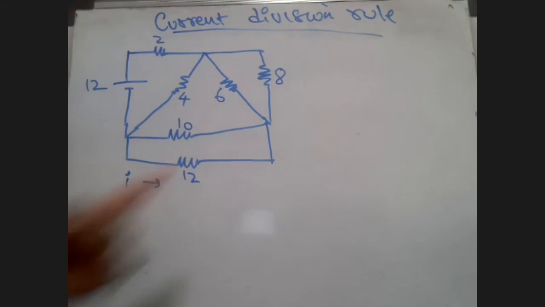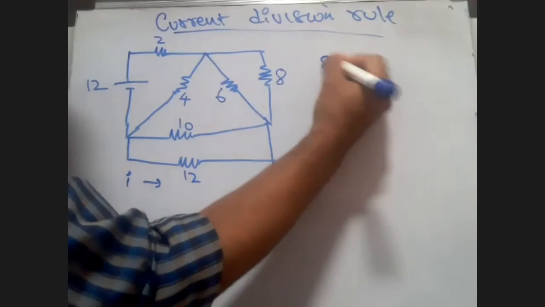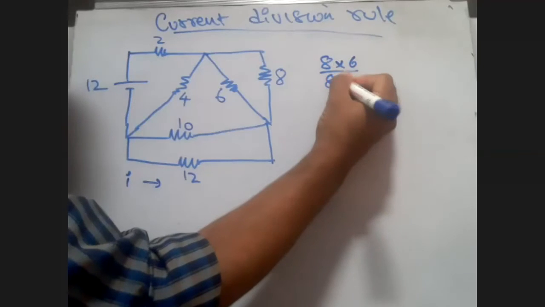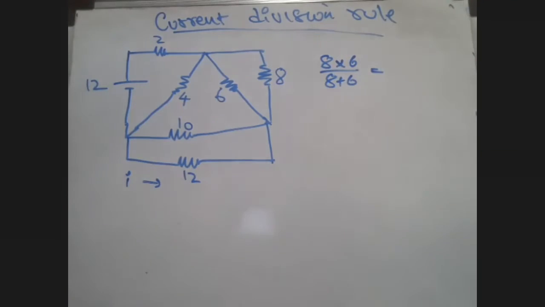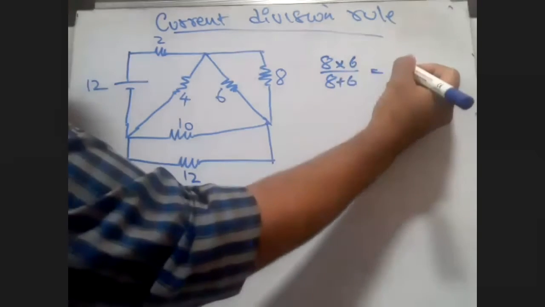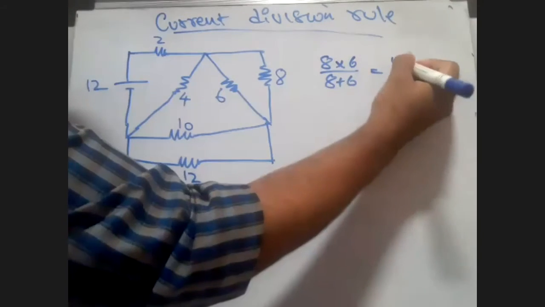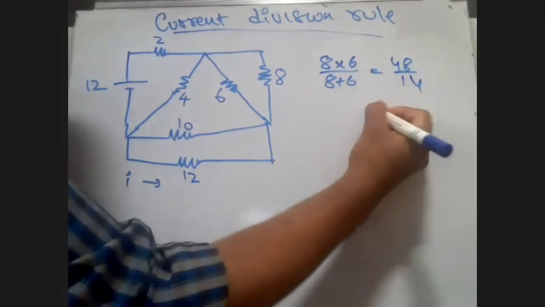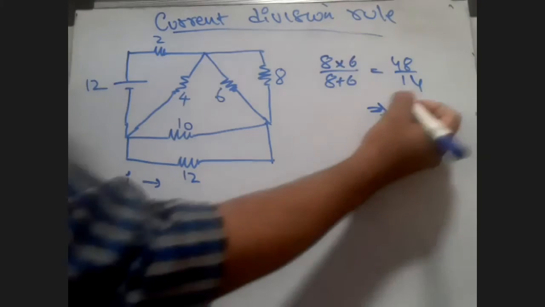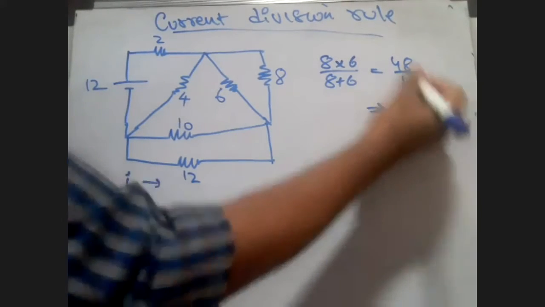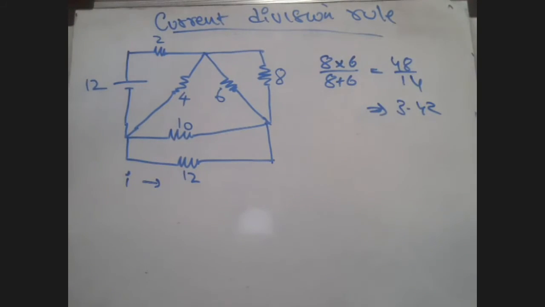Everyone start. 8 and 6 are parallel to each other. Can I say that? Just start: 8 into 6 upon 8 plus 6. How much? 48 upon 14. And that comes out to be 3.42. You can keep it like this also. No problem. 3.42. So now in that case, I know this much.